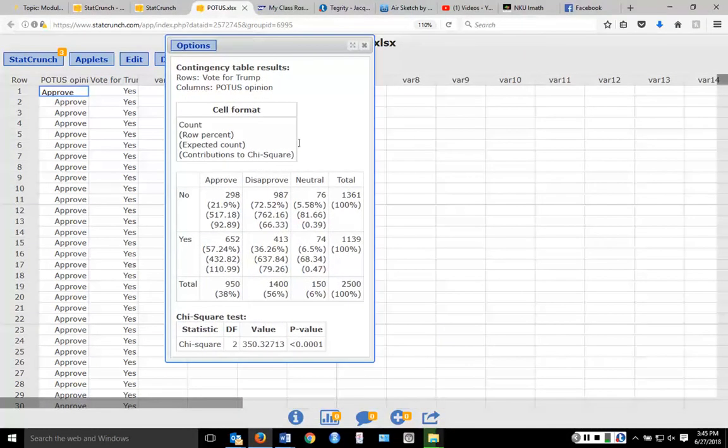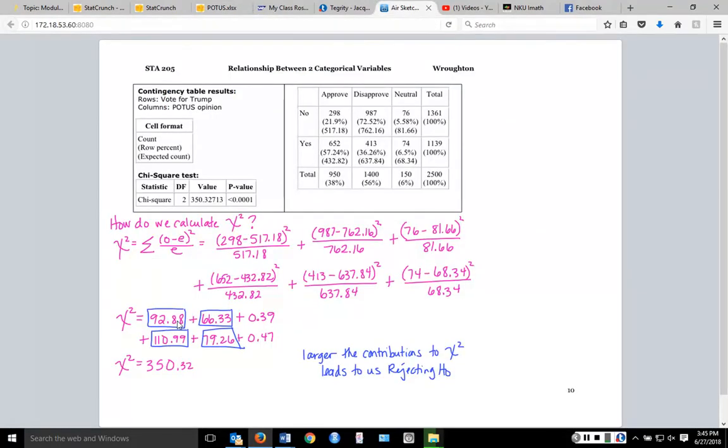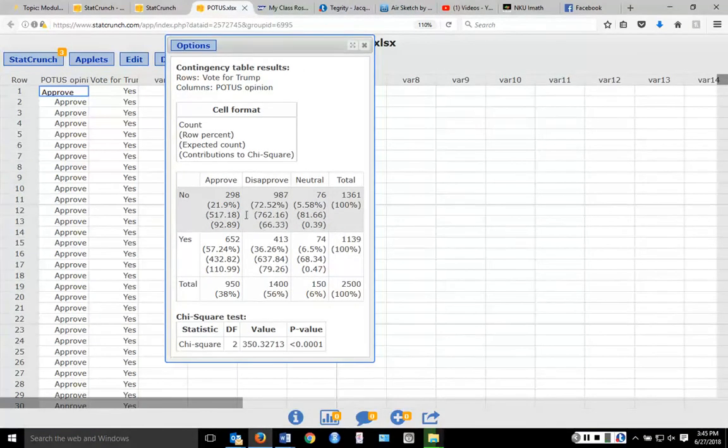And I have the same output I had before, except for now my very last one are those contributions to chi-squared, which would be very close to what I calculated myself. So they got 92.89. I got 92.88. We got 66.33. They got 66.33. So each of those last numbers are the pieces that make up this 350 number that I have down here at the bottom. So if I add all those 6 numbers, we should get something pretty close to our 350.327 number down here. So that's another way of looking at the chi-squared contribution, but hopefully having seen it calculated once, you have an idea of what it means.